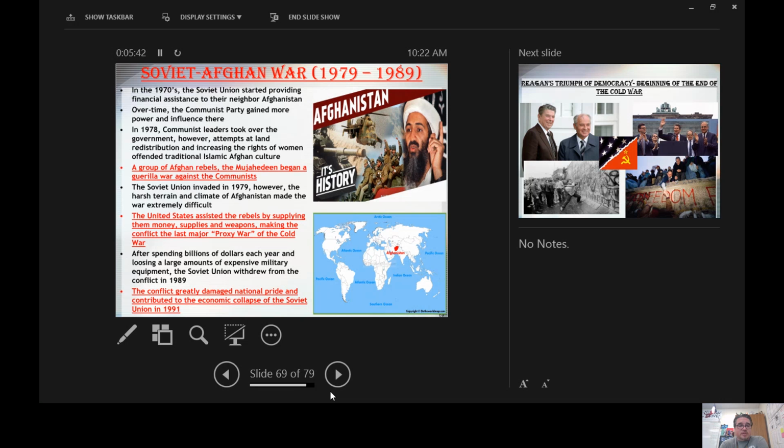The conflict greatly damaged national pride and contributed to the economic collapse of the Soviet Union in 1991. Now, in the upper right-hand corner, you see a man with a beard who might look familiar to you. That is a picture of Osama bin Laden. He, in the early 2000s, was the leader of the terrorist organization known as Al-Qaeda. They're the ones that attacked us on September 11th, 2001. Greatest attack in American history on American soil.